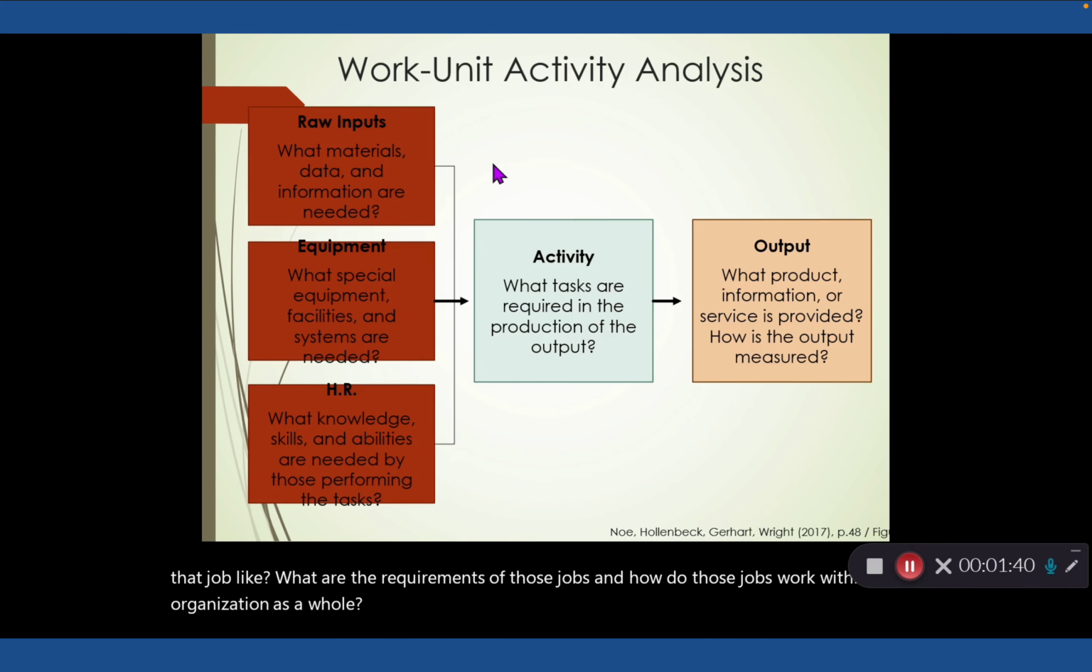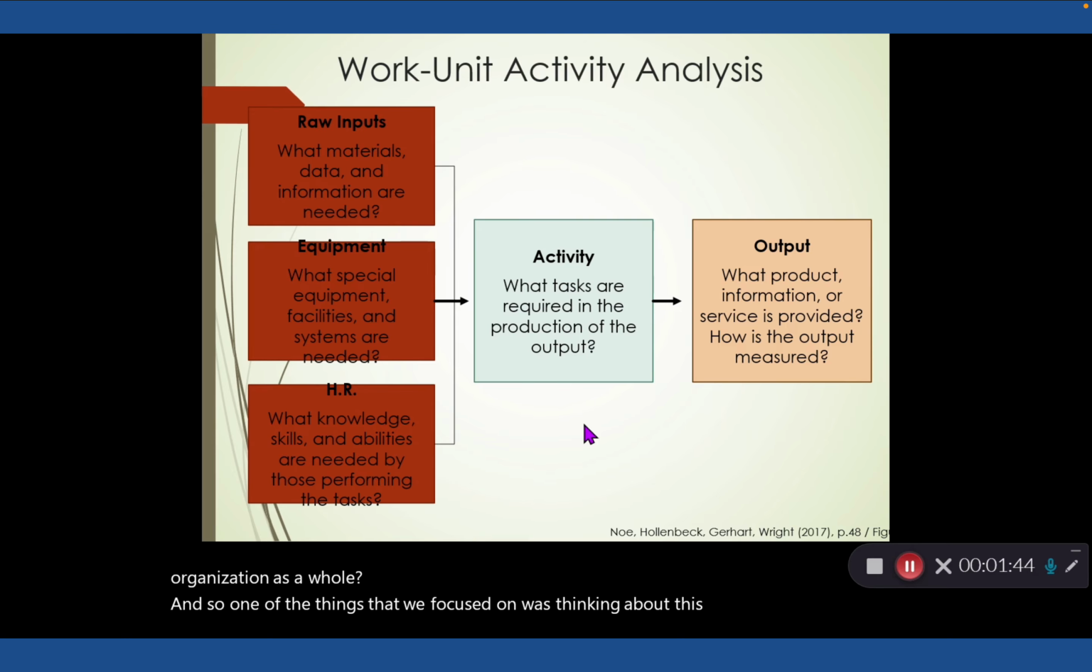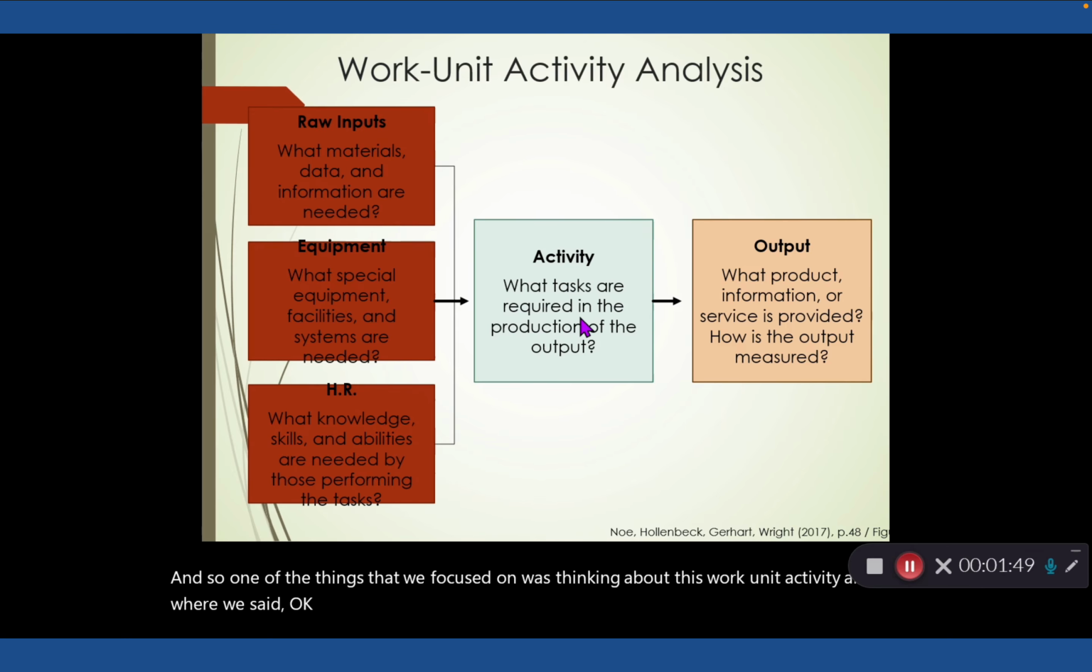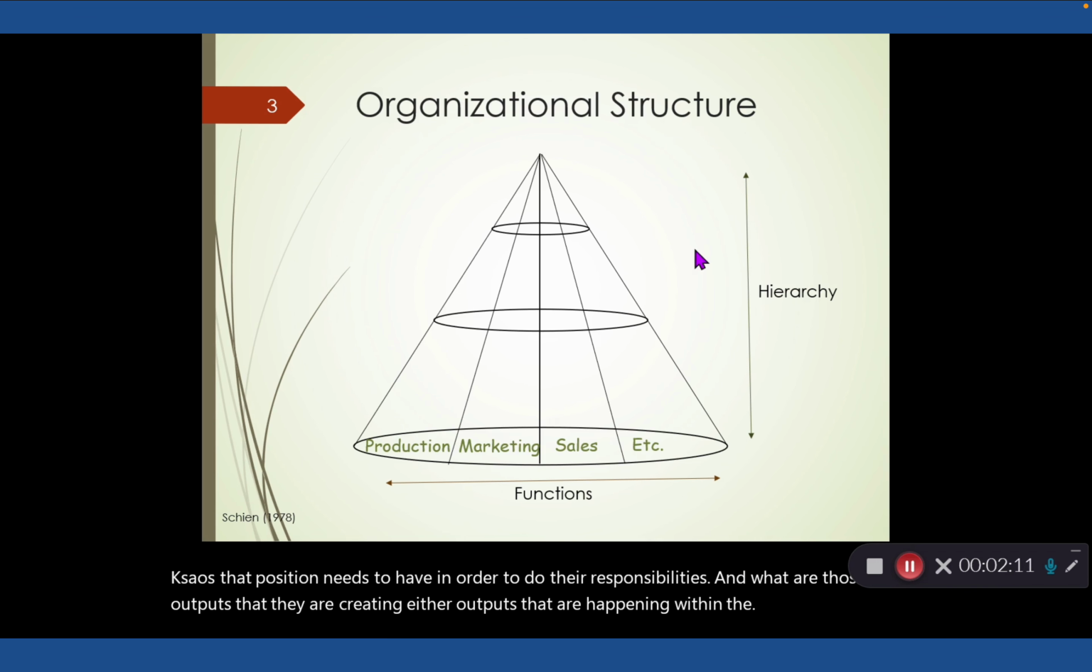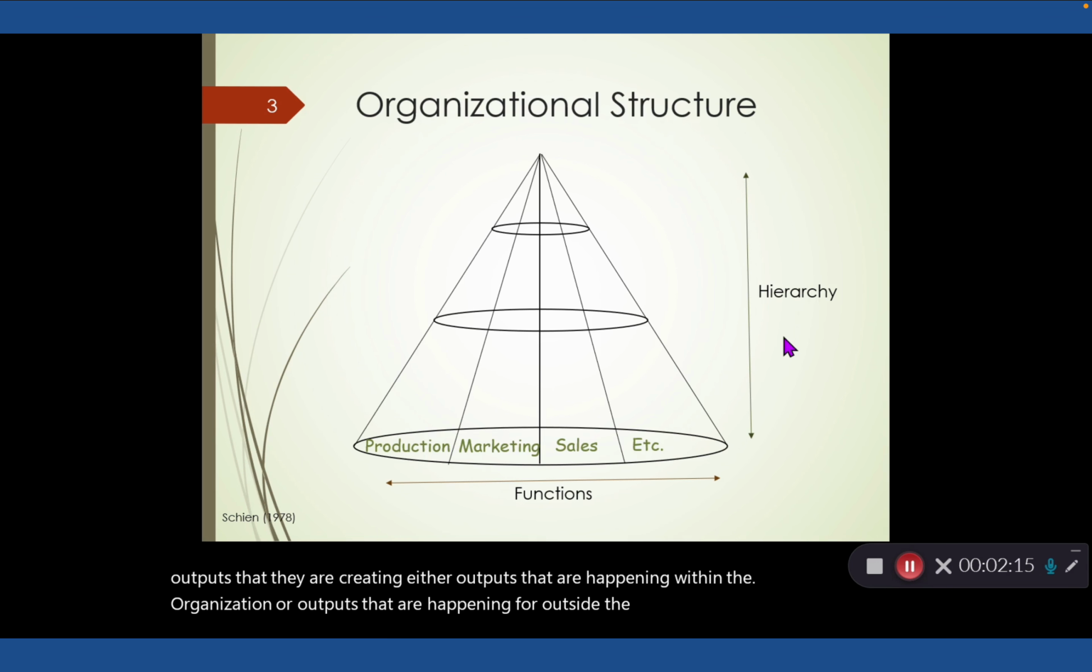organization as a whole? One of the things that we focused on was this work unit activity analysis, where we said, okay, here are the particular TDRs that a position has. These are the main KSAOs that position needs to have in order to do their responsibilities. And what are the outputs that they are creating, either outputs happening within the organization or outputs for outside the organization? And so that was our workflow analysis.